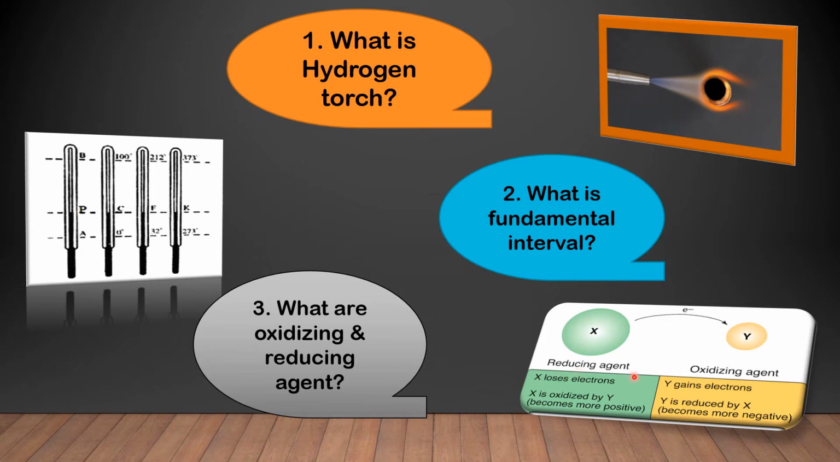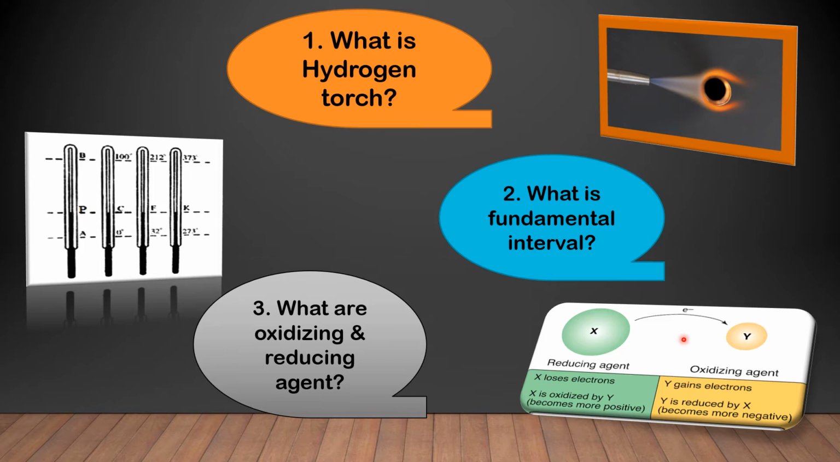X is reducing agent. Why? Because X loses electrons and X is oxidized by Y, becomes more positive. And Y is an oxidizing agent because Y gains the electron. So Y is reduced by X, becomes more negative. See, this is electron transfer. This is electron e minus. Now you can say that as an oxidizing and reducing agent.